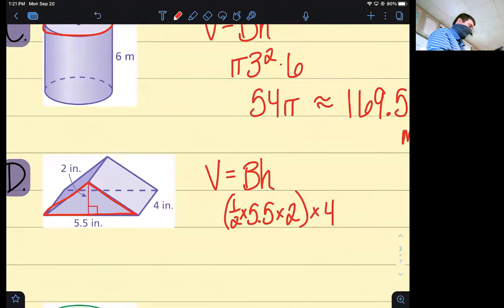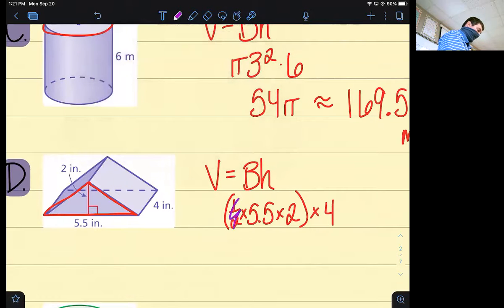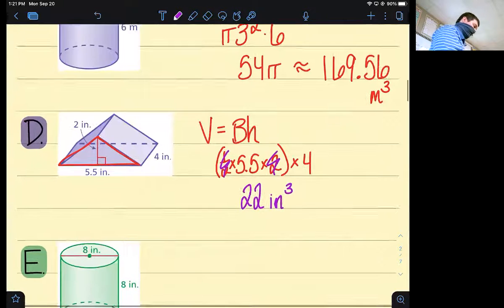Okay. So the 1/2 actually cancels out with the 2 that Maddox gave me for the height of the triangle base. So I'm really just doing 5.5 times 2. Christian, what's 5.5 times, I'm sorry, I said times 2. What's 5.5 times 4? 22. And what am I going to label it in, Christian? That's right.